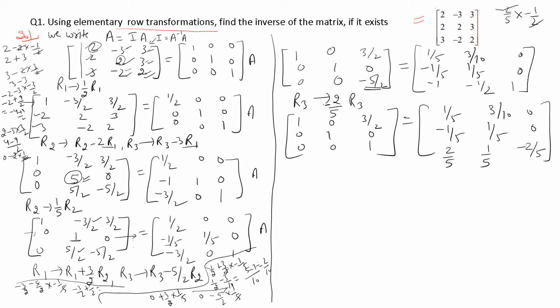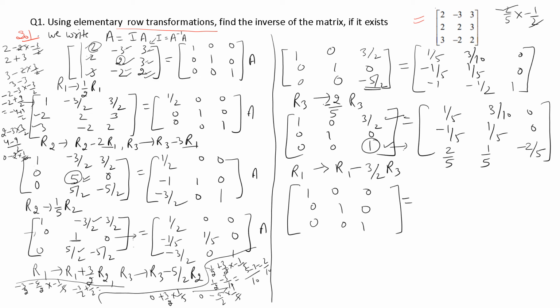Now everything is sorted. So by using this entry as 1 which is present in row 3, I'll use R3 to apply operation on R1. Just one row is left on which the operation is to be applied. So operation will be R1 minus 3 by 2 times R3. So let us apply. It becomes 0. So identity matrix is sorted here.